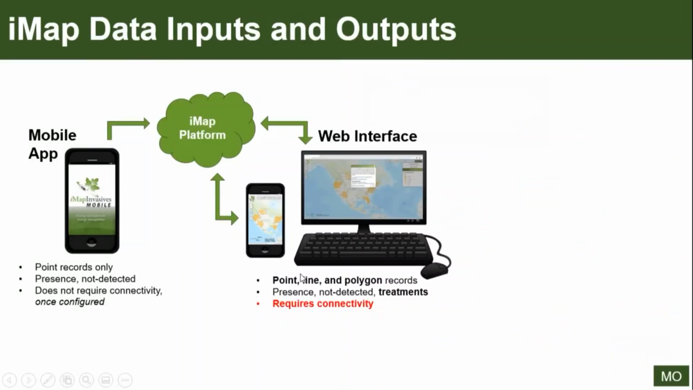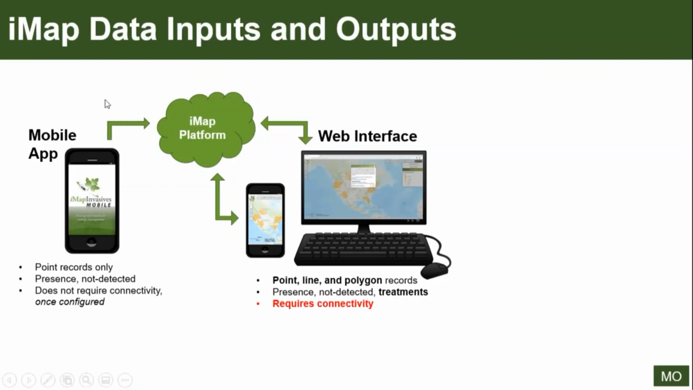Two parts of iMapInvasives that some of you probably already use, and many of you have at least tried before, are the web interface, where you can view all of the data and also enter data. It gives you the full range of functionality. The one caveat is that it does require connectivity because, of course, it's a website. So you need an internet connection.